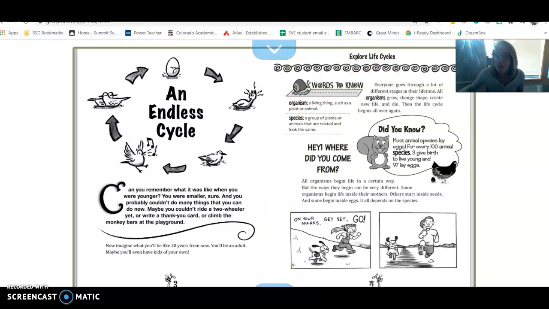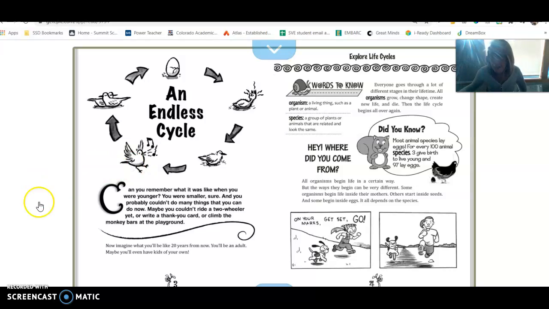Okay, now here are a couple of words that we are going to need to know through the next several weeks. So our first word is organism. An organism is a living thing such as a plant or animal. The next word we need to know is species. A species is a group of plants or animals that are related and look the same. Okay, so we know that a snail and a chicken are not in the same species. They are not. But we could say that maybe a chicken and a duck are. They're in the same species.